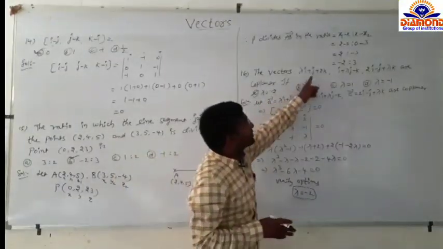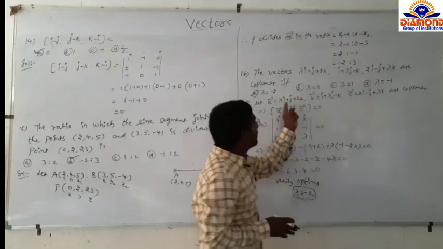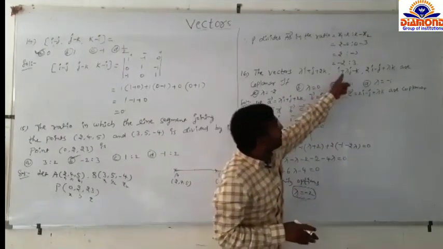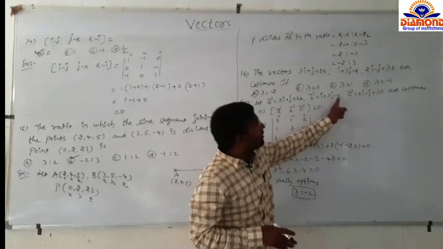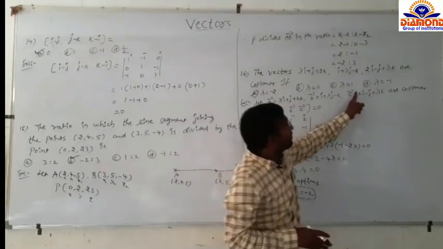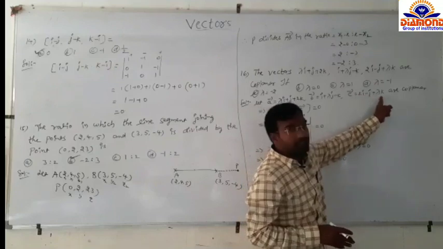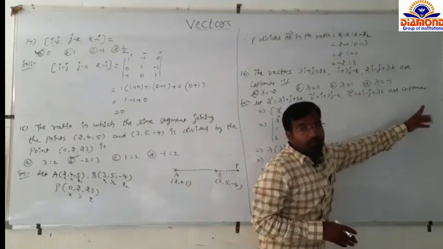So given vectors: take the first vector as A bar equal to lambda i plus j plus 2k. Second vector, take as B bar equal to i plus lambda j minus k. Third vector, take as C bar equal to 2i minus j plus lambda k. So these 3 vectors are coplanar, given.